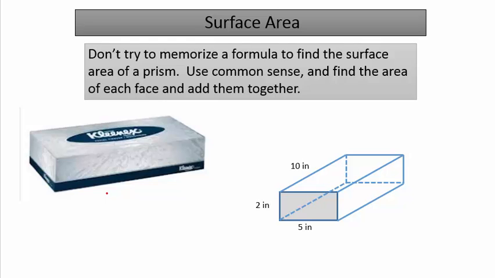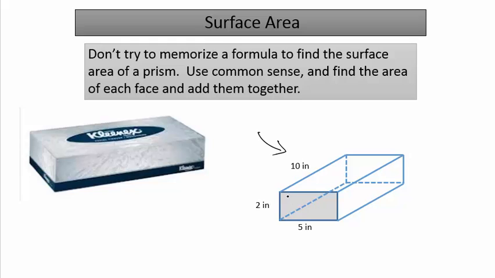Okay, now we're going to talk about three-dimensional figures. Surface area. Don't try to memorize formulas for this. Just use common sense. To find the surface area, find the area of each surface. So this Kleenex box, or it's called a rectangular prism, has 6 faces.